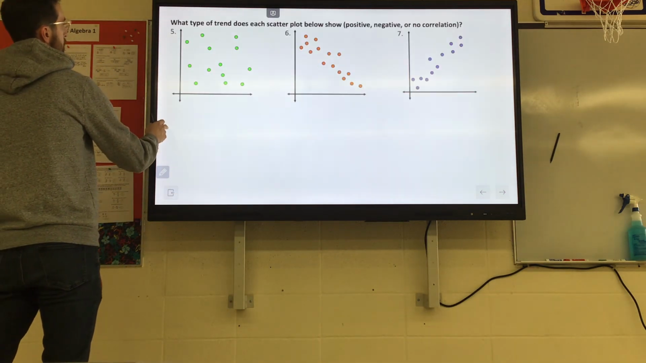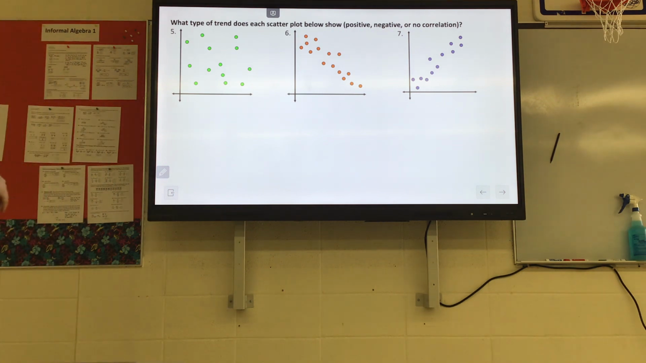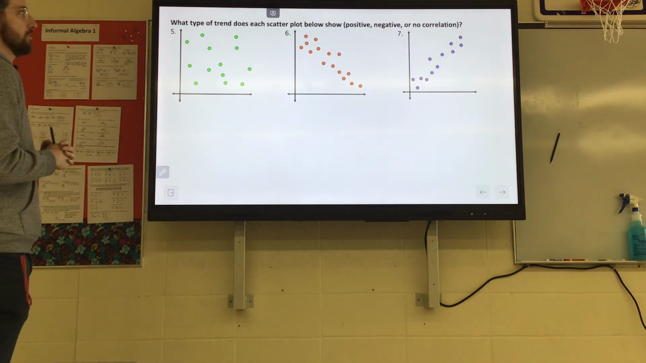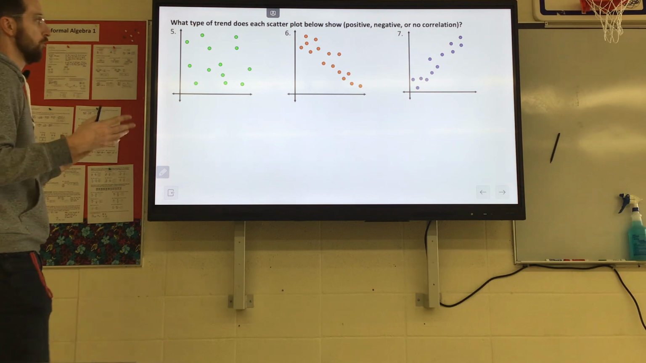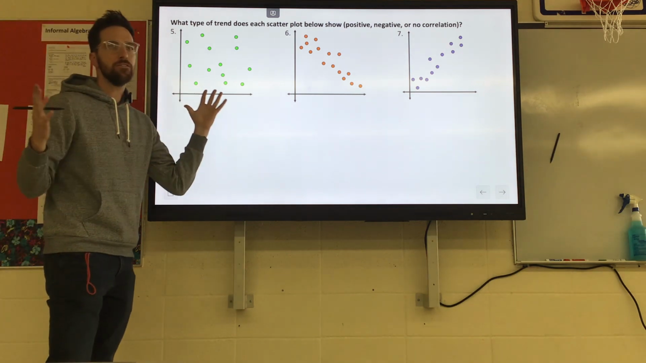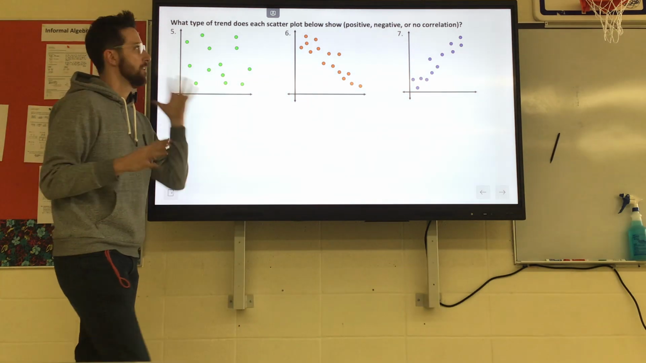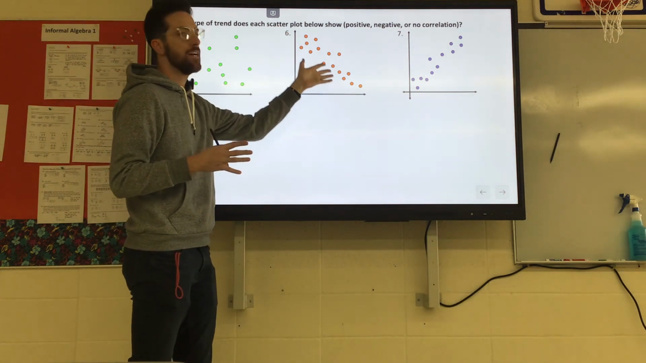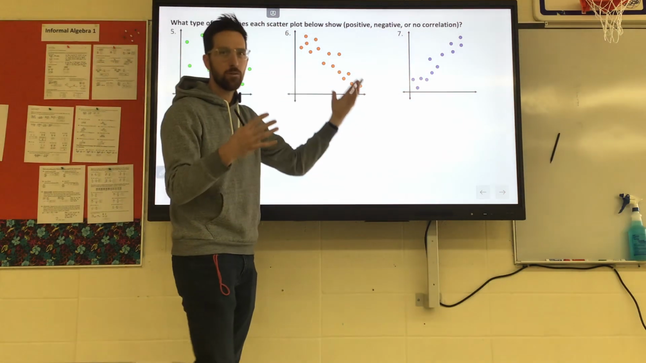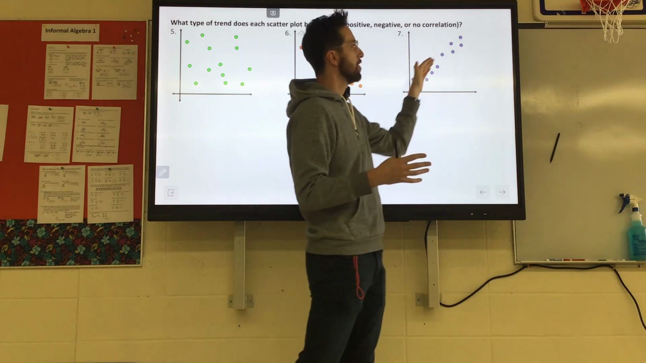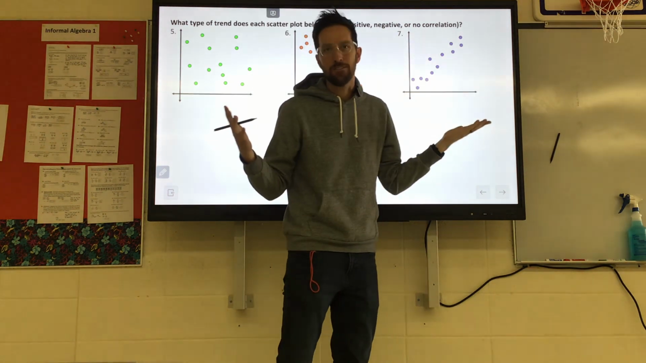Let's go to the back, number 5. What type of trend does each scatter plot show? Positive, negative, or no correlation? Number 5, they're all over the place. That's no correlation. Number 6, they're all sloping down and to the right. That would be a negative correlation. And then 7, they're all going up and to the right. That would be a positive correlation.